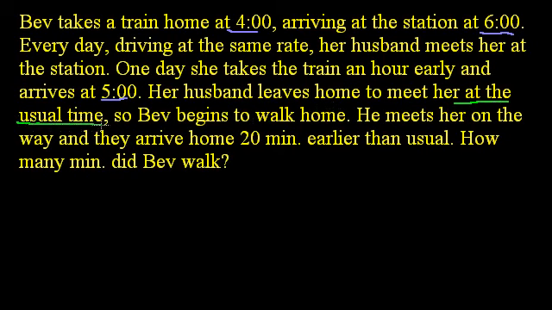So maybe an interesting thing to think about is, when does the husband normally leave? So let's say that this is a normal scenario. I'll do that in green. At 6 o'clock she arrives, right? She arrives at the station at 6 o'clock. I don't know if this 4 o'clock is useful yet. And the husband, he gets there right when she gets there.